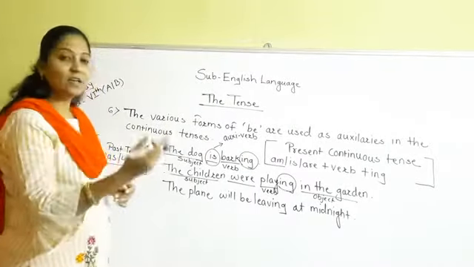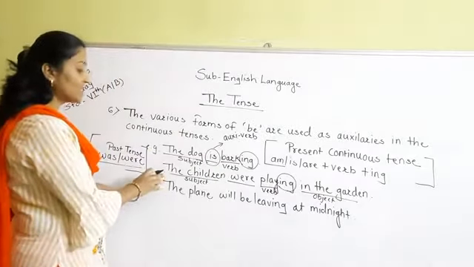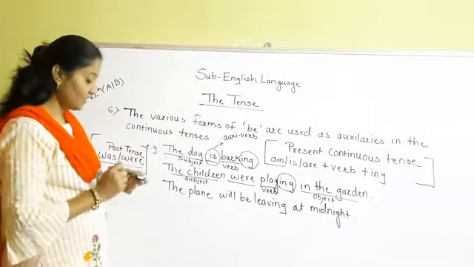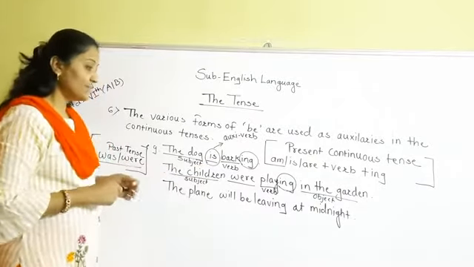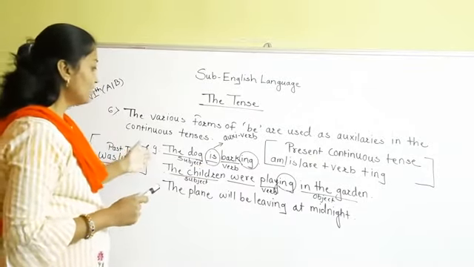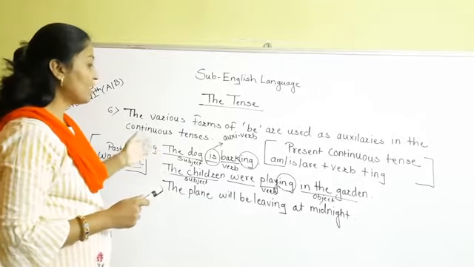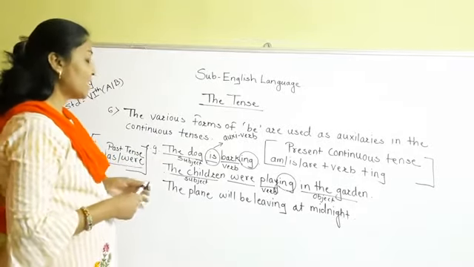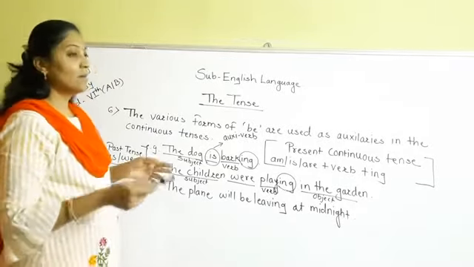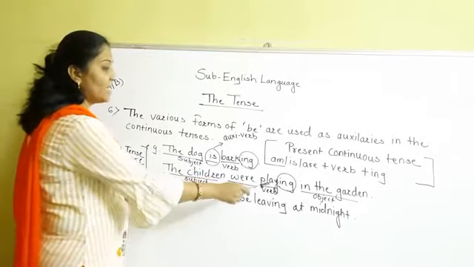This is our sentence, and this sentence is of past continuous tense. "The children were playing in the garden" means that when we are describing past actions, and at that time in the past the action was still continuing, we use the past continuous tense. So, the children were playing in the garden.